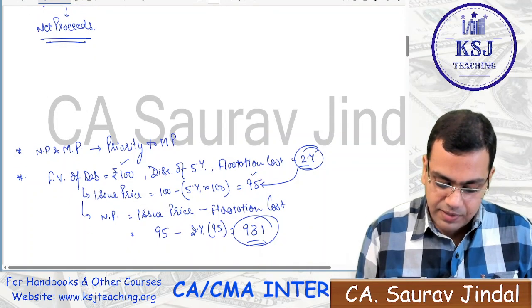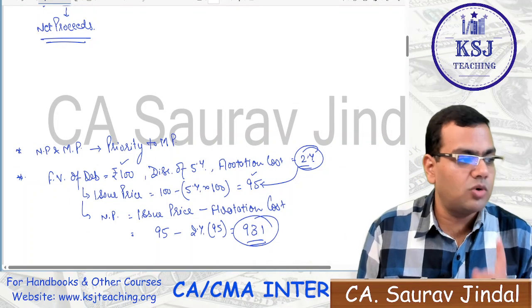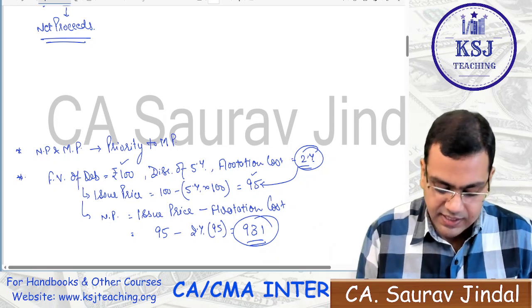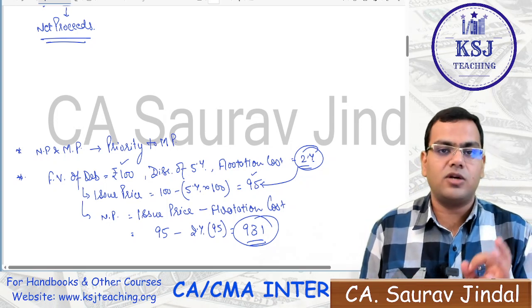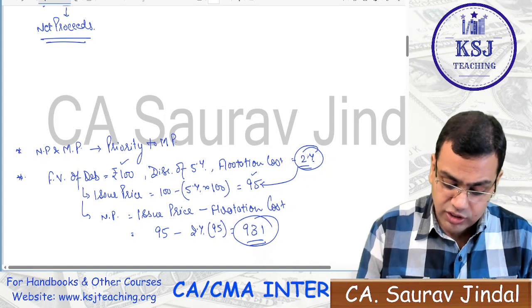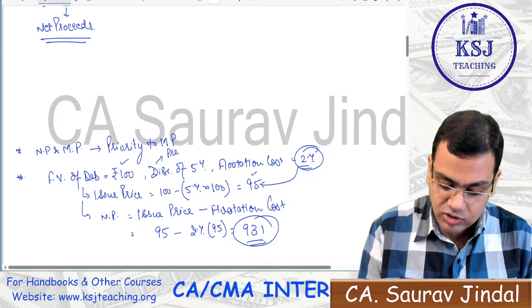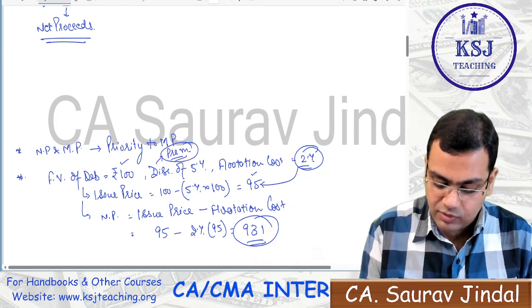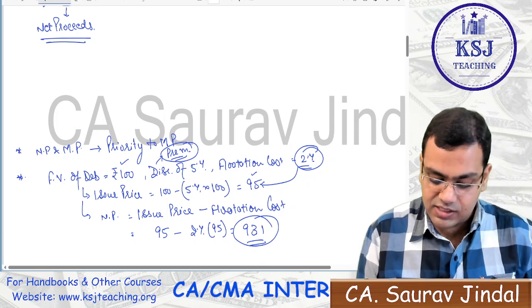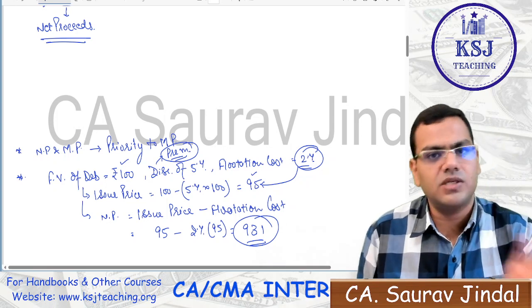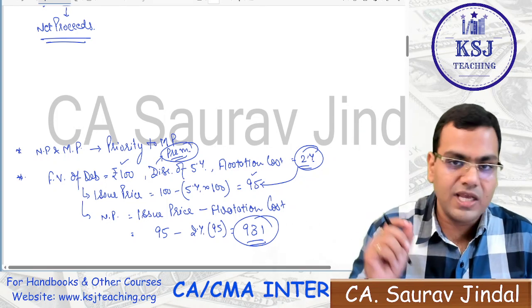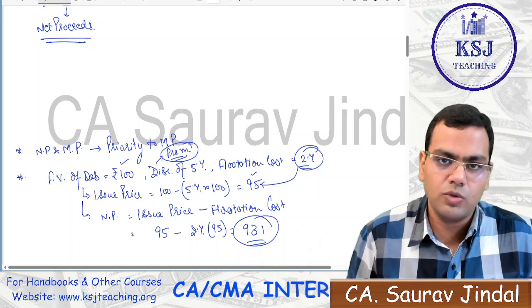Clear? So priority: if net proceeds and market price both are available, give priority to the market price, and this is how the net proceeds are to be calculated. In the question, instead of discount, there can be premium also. In case of premium, this issue price will be 100 plus 5%, 105 rupees. Flotation cost will be calculated on the issue price.